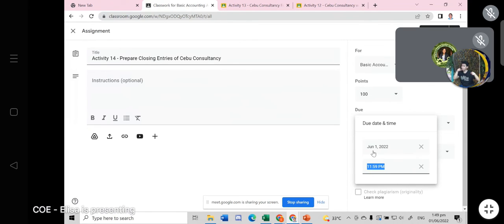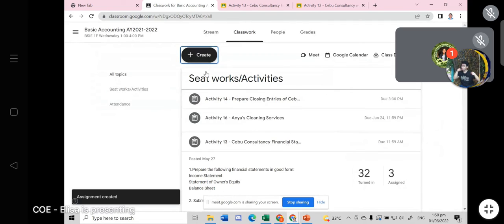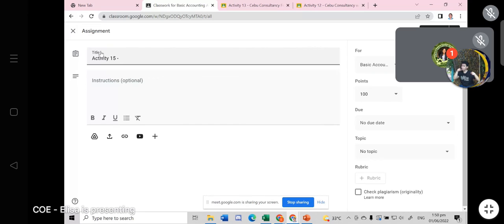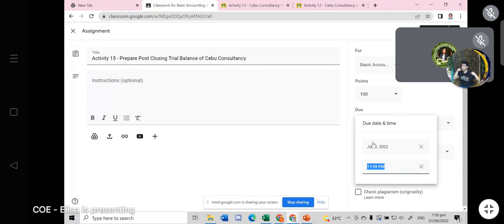The deadline is 3:30 p.m. That's activity 14. And then activity 15: prepare and post closing entries and the post-closing trial balance of Cebu Consultancy. This is also due today. Everything is already in the worksheet, so you can easily do it. 3:30 again.